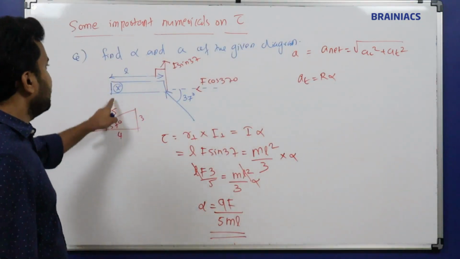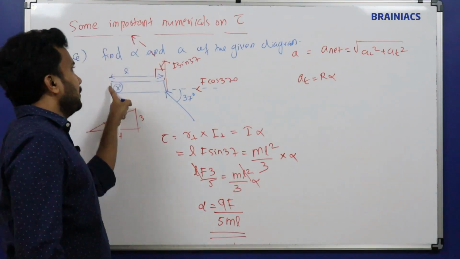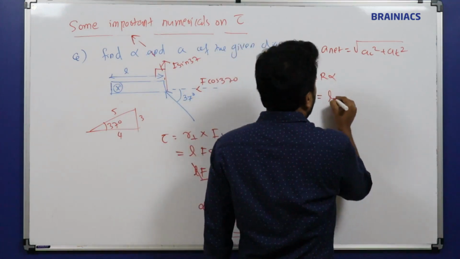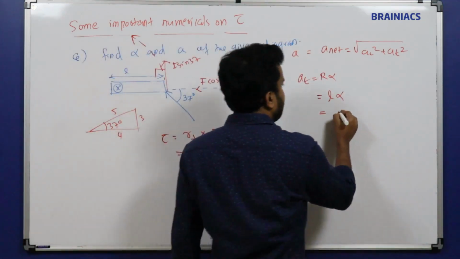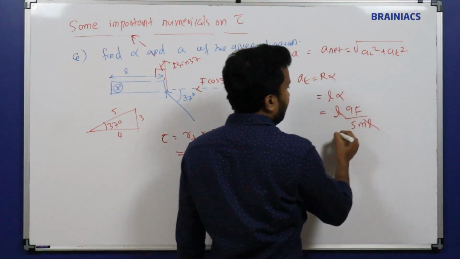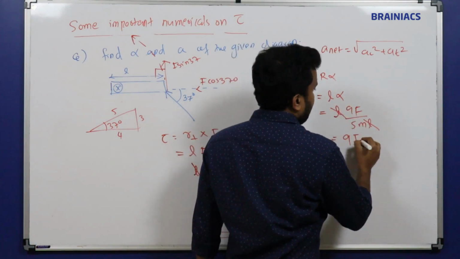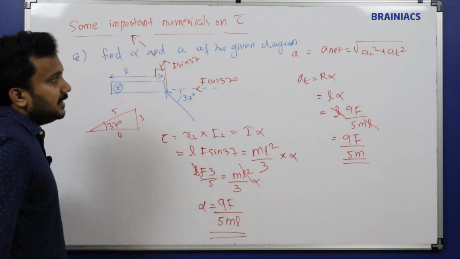r alpha. So what is the radius when it starts to rotate? What is the radius there? Length. So it becomes L alpha. So what is alpha? 9F by 5ml. So L into 9F divided by 5ml. L and L will cancel. It becomes 9F divided by 5m. So this is clear.